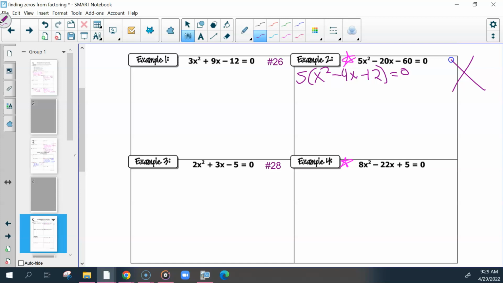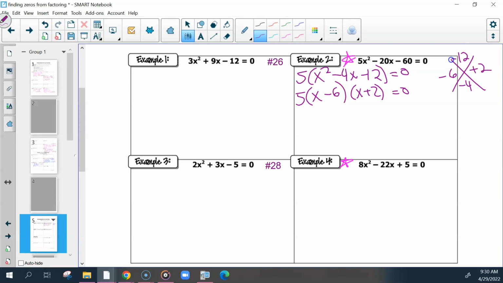This is now a trinomial where our a value is 1. So we're looking for what? The two numbers would multiply to be negative 12, but add to be negative 4. Negative 6 and positive 2 will work. When you do this, make sure you keep bringing down your GCF. x minus 6, x plus 2.